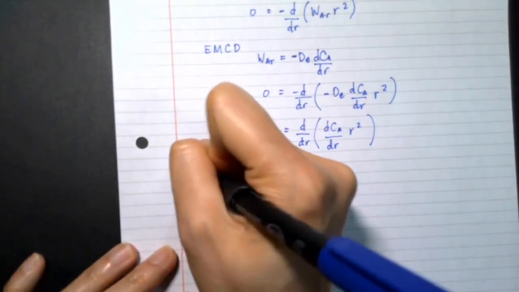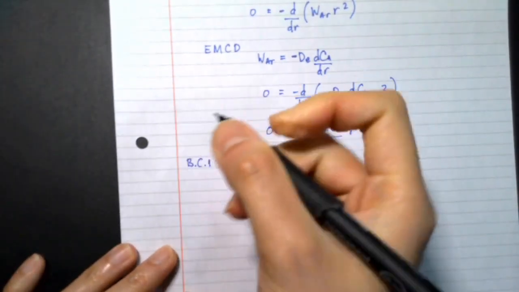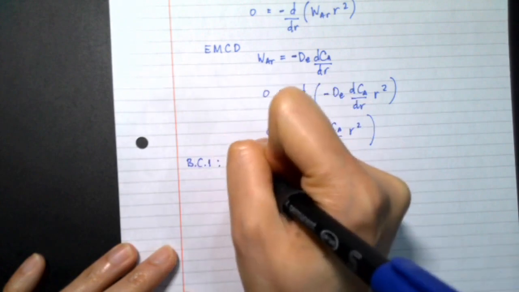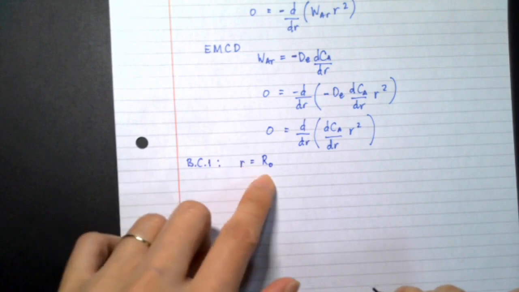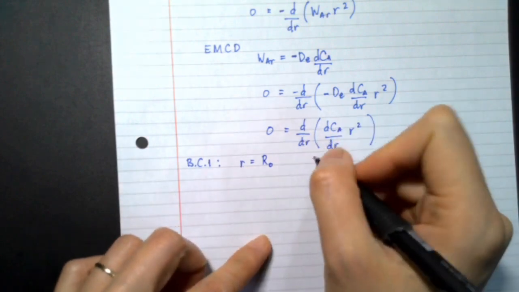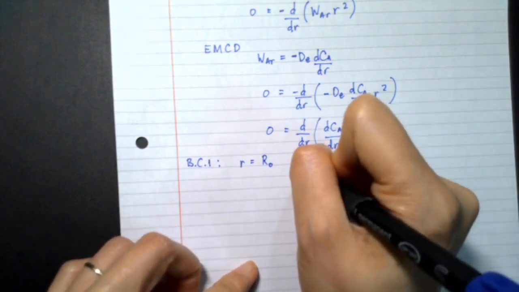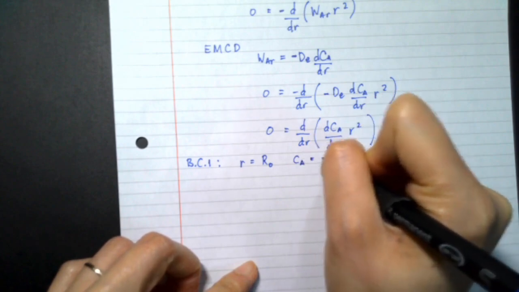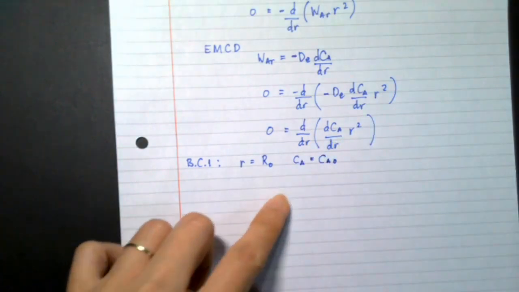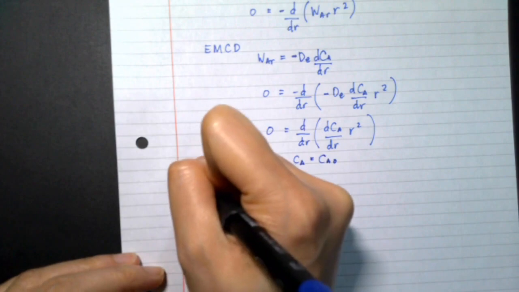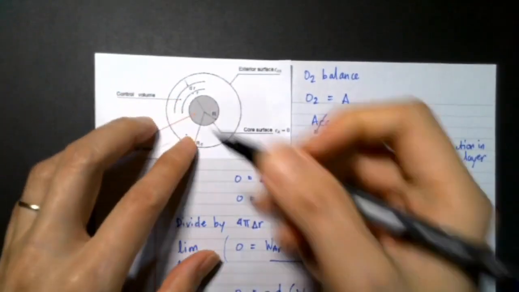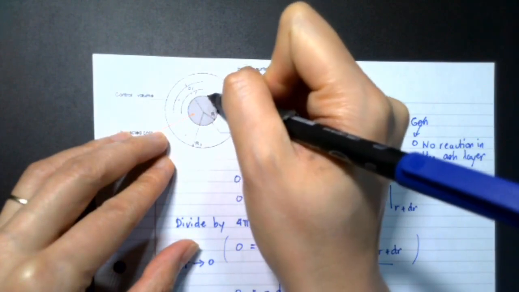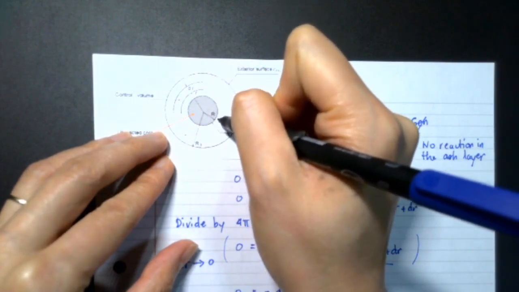So boundary condition 1. R is equal to R0. So this is at the surface of the pellet. And at the surface of the pellet, the concentration of oxygen, so Ca is equal to Ca0. Boundary condition 2. This is at the surface of the core, or surface of the unreacted coke. Okay, so R is equal to capital R.